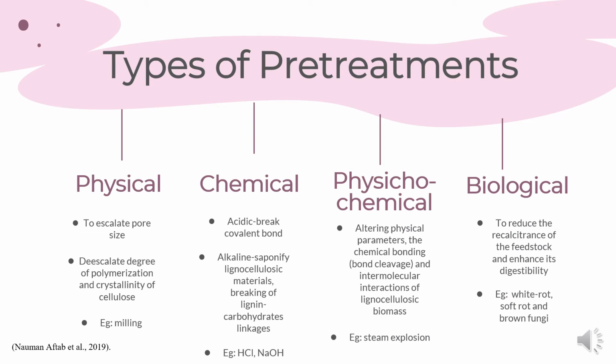Basically, there are four types of pretreatments. It is an important method used in converting lignocellulose from cassava peels into sugar. Although they all work differently, as shown in the slide, the goal is the same, which is to allow easy access to cellulose and hemicellulose.